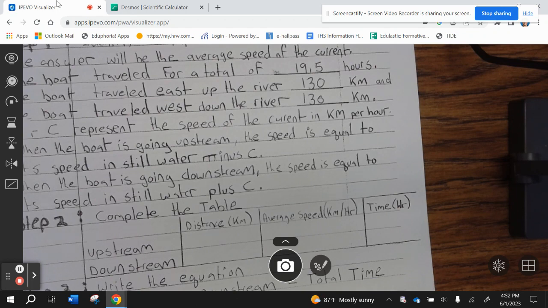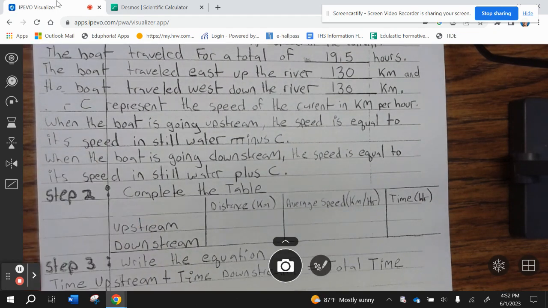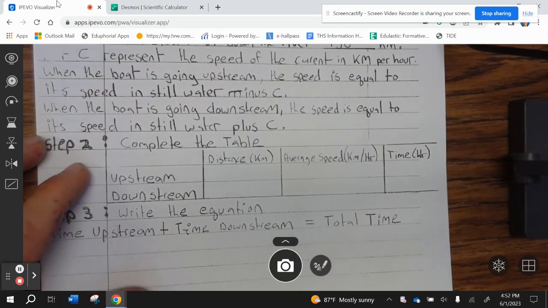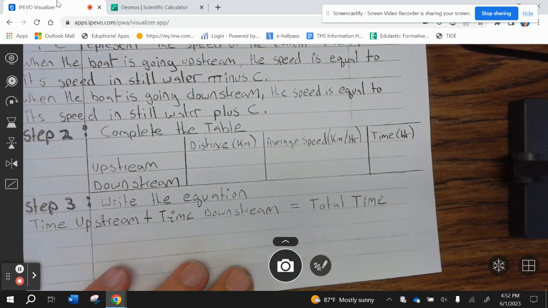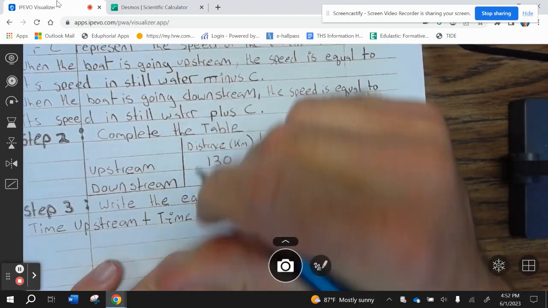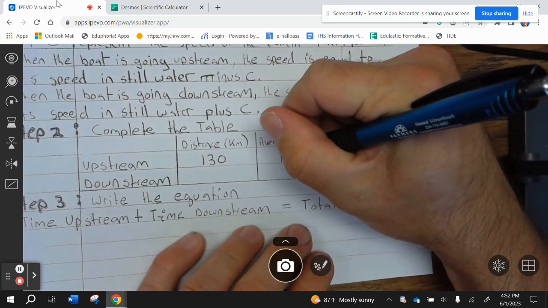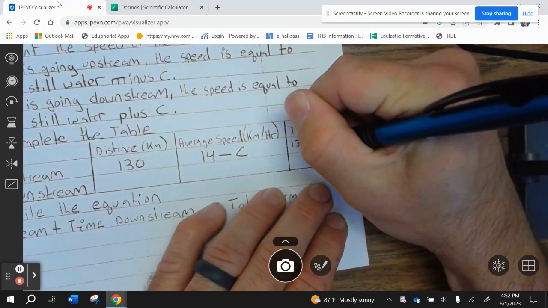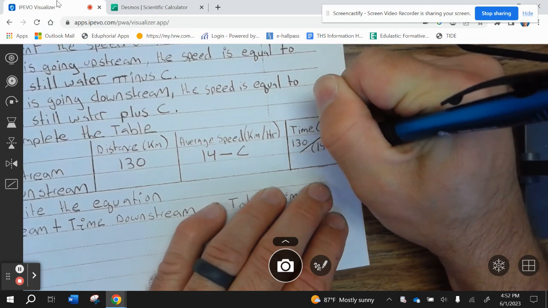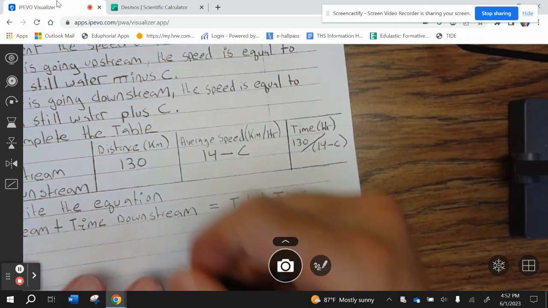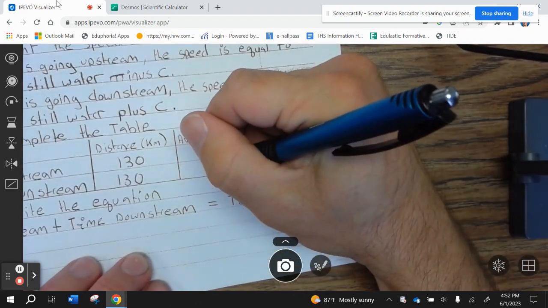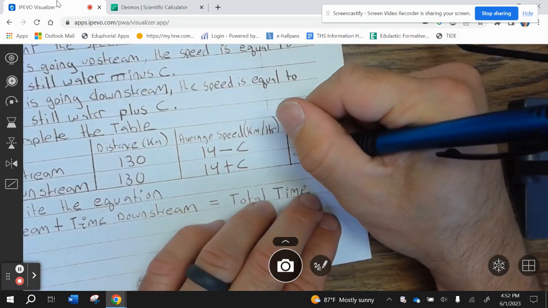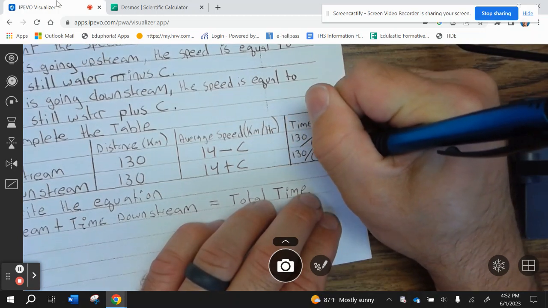When the boat is going upstream, its speed is equal to its speed in still water minus C. When the boat is going downstream, the speed is equal to the speed in still water plus C. So distance upstream is 130. The average speed is 14 minus C. So the time is 130 divided by 14 minus C. Downstream is 130 kilometers. The speed is 14 plus C. So the time is 130 divided by 14 plus C.